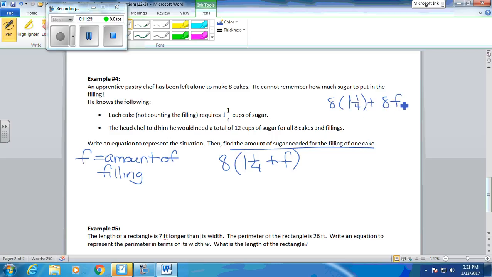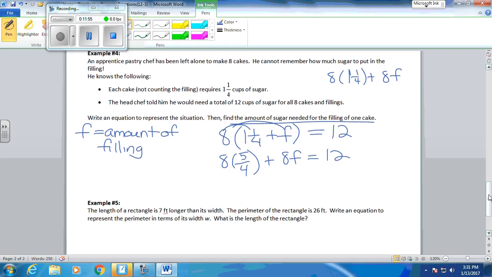But when I set up my original equation, I can set it up showing the parentheses. And then since I need a total of 12 cups, it equals 12. So I'm going to distribute this out and have 8 times 1 1/4. I'm actually going to change that to 5/4 right here. And then plus 8F equals 12.